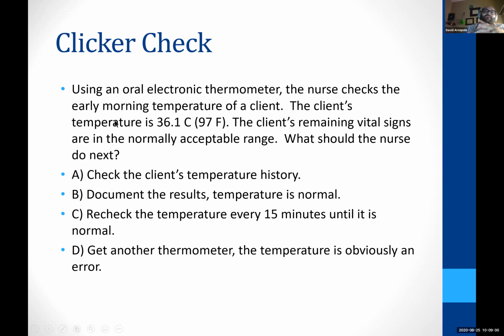Using an oral electrothermometer, the nurse checks the early morning temperature of a client. The client's temperature is this. The client's remaining vital signs are in the normal acceptable range. What should the nurse do next?